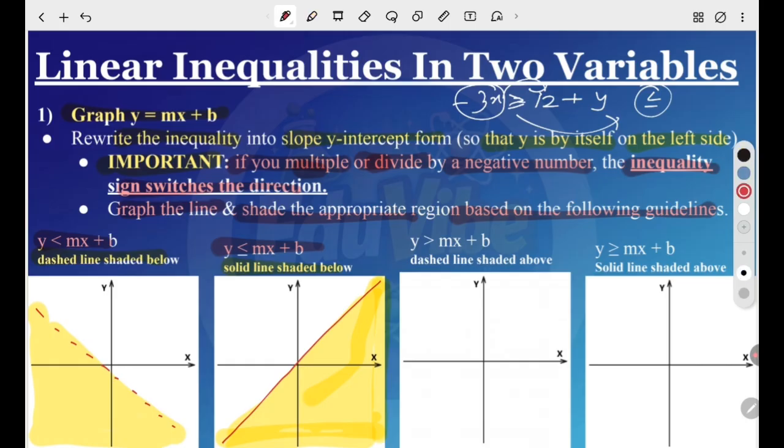But if we have greater than mx + b, or greater than or equal to: if it is only greater than, we make a dashed line and shade above, and if it is greater than or equal to, we make a solid line and shade above. So let's make this graph together now. We have a line like this, and we have a solid line like this. In that case, we have to shade above. So this part has to be shaded.